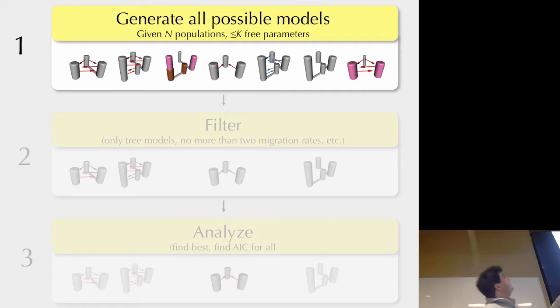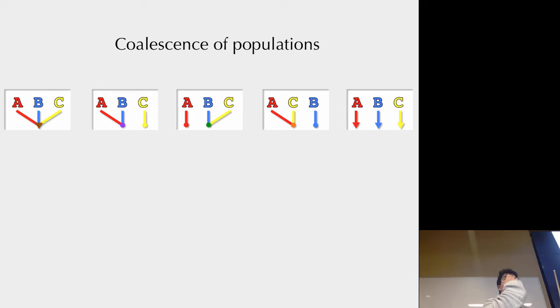So what does this entail, generating all possible models? Think about just three populations. What could happen in those? Well, I could have all of them coalescing at the same point in time. I could have A and B coalescing, B and C, A and C, or I could have none of them coalescing at that point.